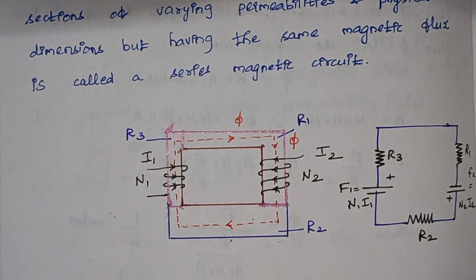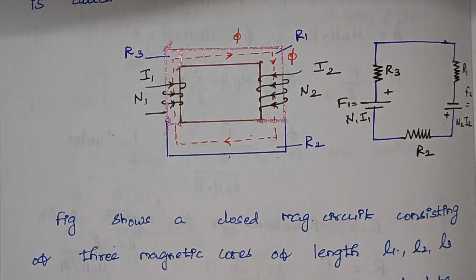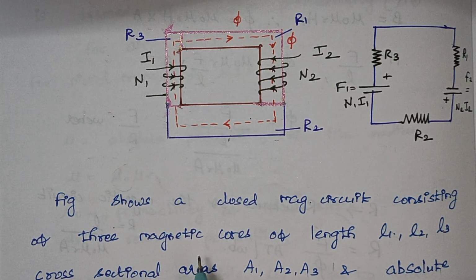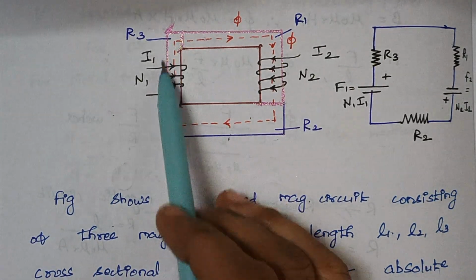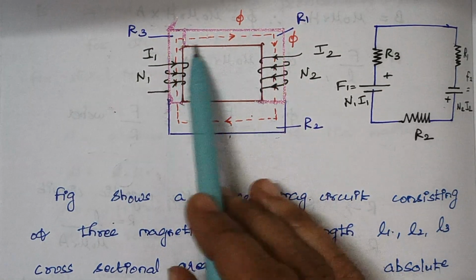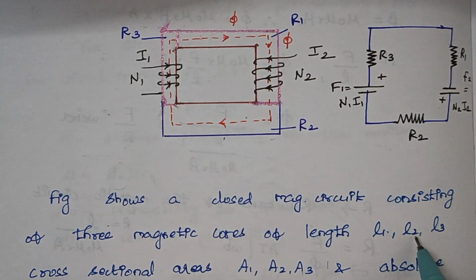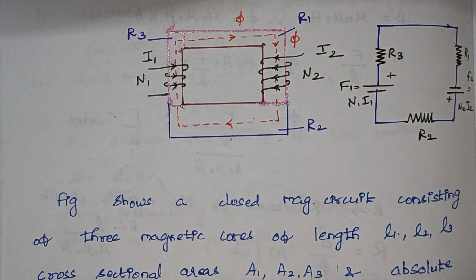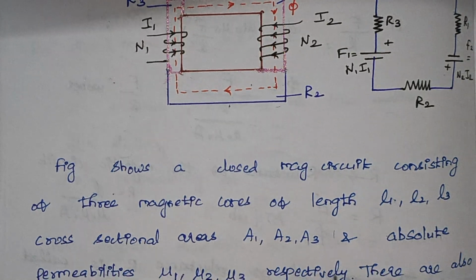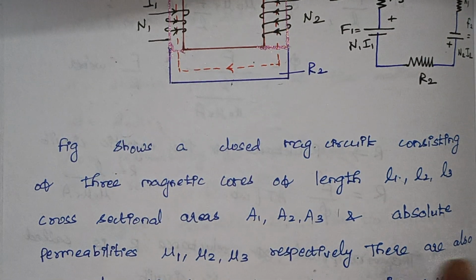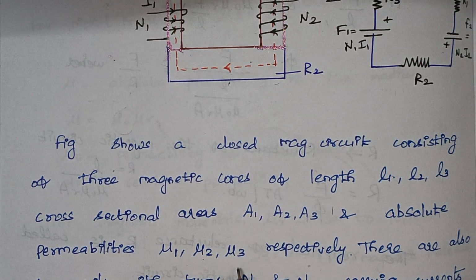Now we are going to give an explanation of the diagram. The figure shows a closed magnetic circuit consisting of three magnetic cores. This is one part, this is the second part, and this is your third part. Their lengths are L1, L2 and L3, and their cross-sectional areas are A1, A2 and A3. The values of their absolute permeability are given by mu1, mu2 and mu3. They have different areas, different lengths, and different permeabilities.